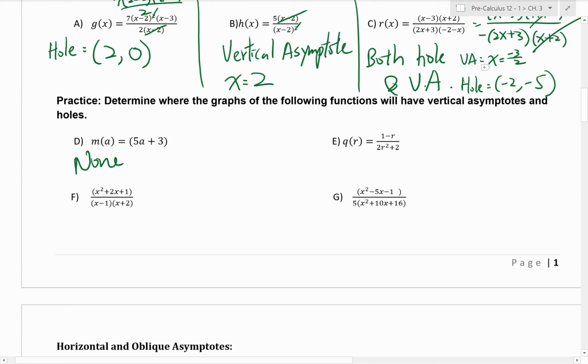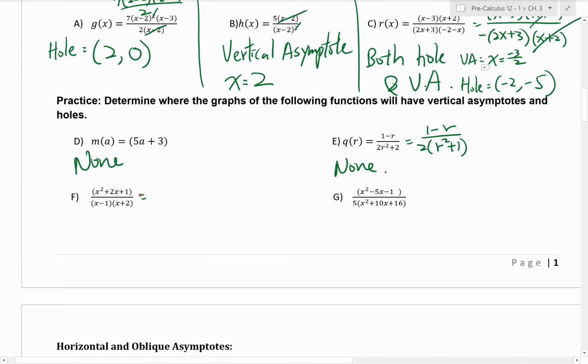Okay, for E, you should always factor first. You should get 2 times r squared plus 1, which, first of all, we cannot factor r squared plus 1. So there's nothing for us to cross out, so there's no hole. Also, in this case, r squared plus 1 will never be 0. It's always positive. So there is also no vertical asymptote as well. So this one is actually none as well.